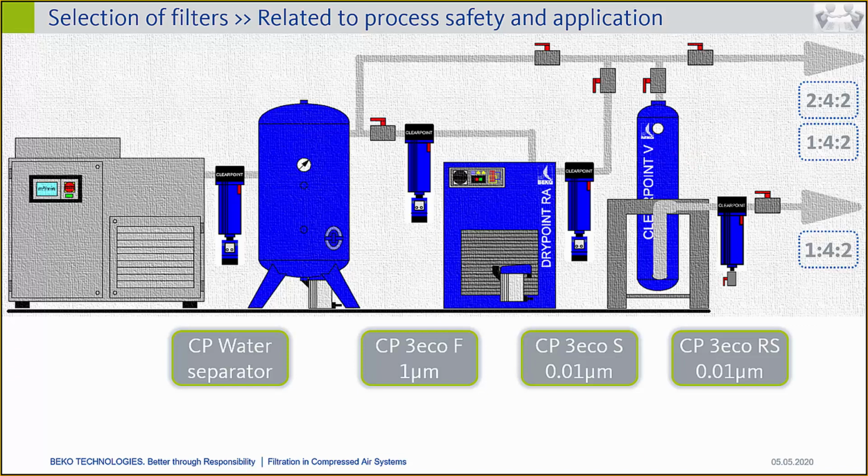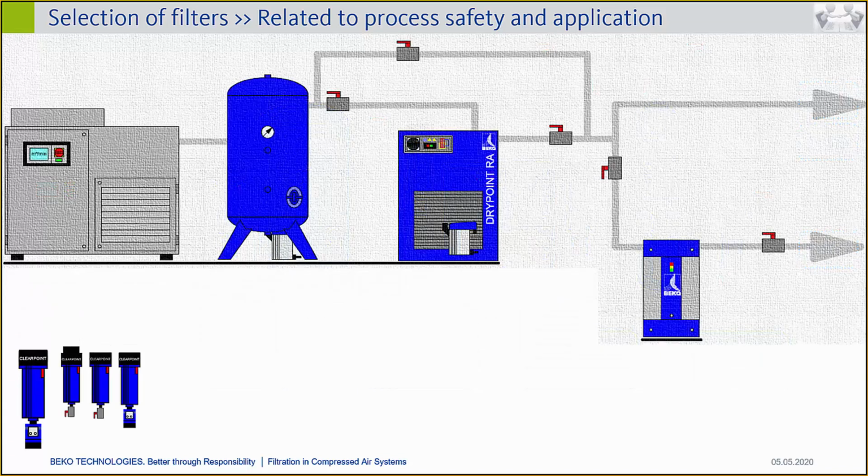So last but not least, the last exercise here. And this exercise is a bit different to the others because we have first here a central treatment area at the compressor station with a fridge dryer that delivers the so-called workshop air in class 242. And we have an additional point of use area where an extra treatment is required because this application requires a quality in 1:1.